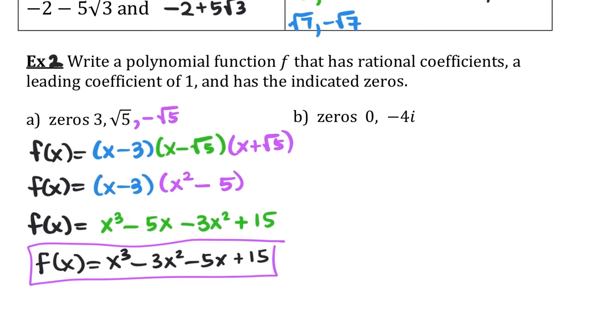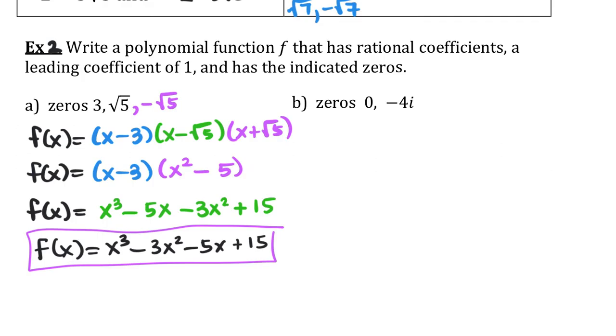Okay, let's try B. The zeros are 0. What is 0? Yeah, you can write x minus 0, but x minus 0 is just x, so I'm just going to go ahead and put an x here. If it's negative 4i, it must be x plus 4i. But because i is imaginary, if negative 4i is one of my answers, then positive 4i is another one of my answers. So I'm going to add x minus 4i. And I just know this because of the theorem from above.